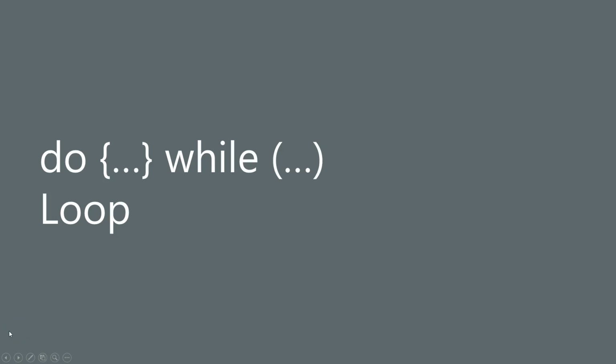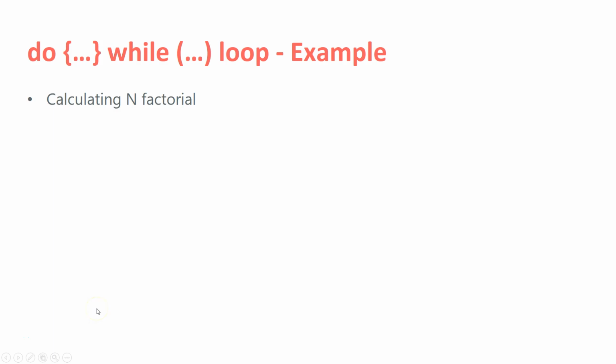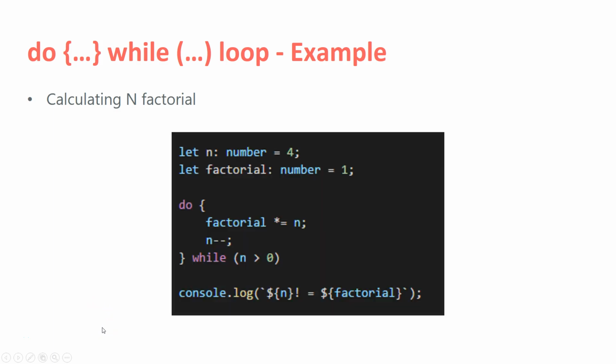The next loop that we're going to review is the do while loop. So let's see an example with calculating n factorial. What I have is variable let n, which is from type number and its value is 4. Then I have factorial variable from type number with value 1. And what I'm saying, do this code block while this condition is true, and in the end I print something.